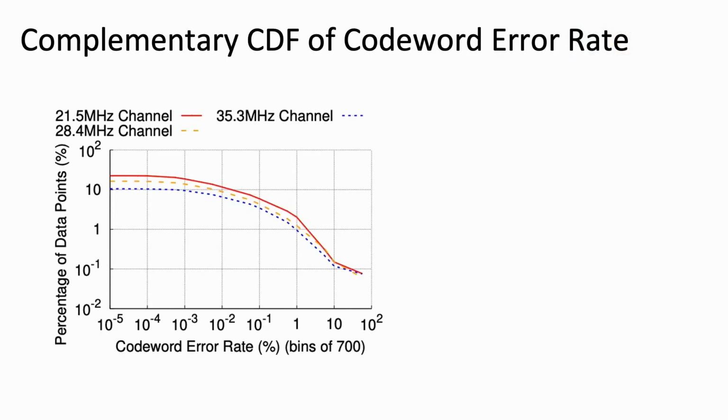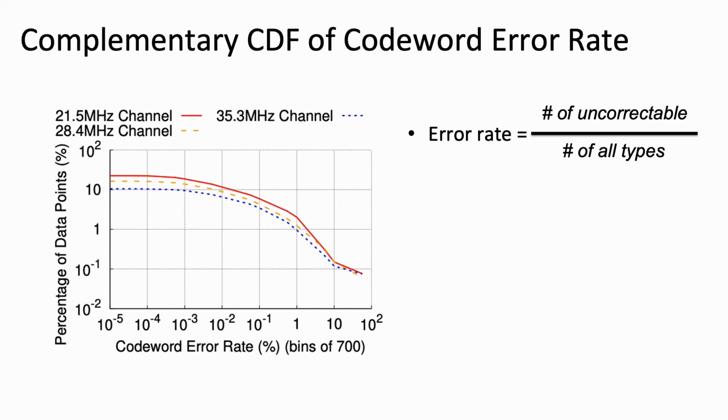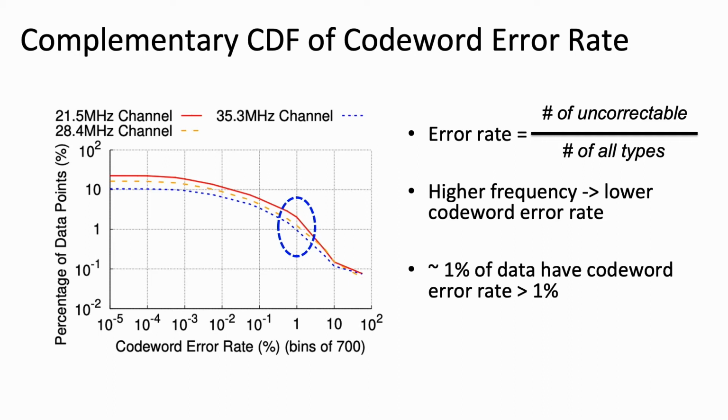This figure shows the complementary CDF of the code word error rate among all data points. The x-axis is the code word error rate value in log scale, which we computed using this formula, as we mentioned before. There are 3 lines shown in this figure, representing the 3 upstream channels. We can observe that the channel with higher frequency has a lower code word error rate. We can also observe that nearly 1% of the data points have a code word error rate larger than 1%. Since the distributions of these 3 channels are similar, in the rest of this work we will combine the 3 channels together and only show the results for the combined code word error rate.